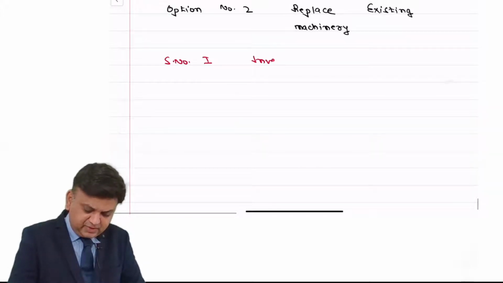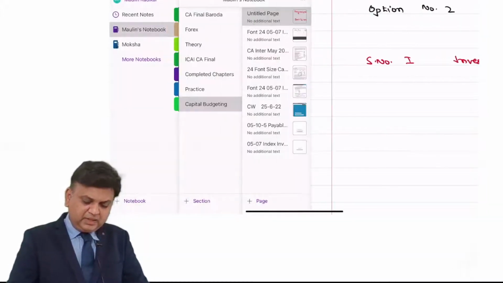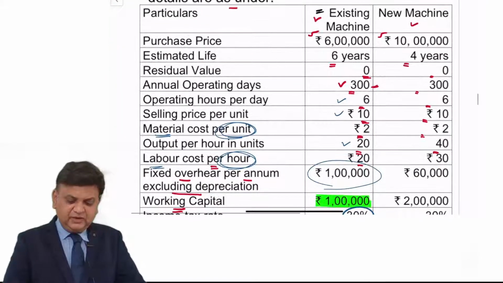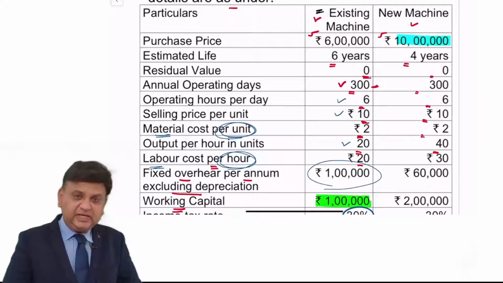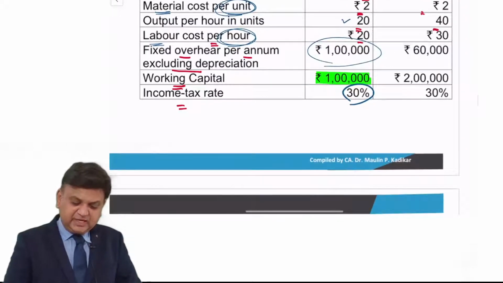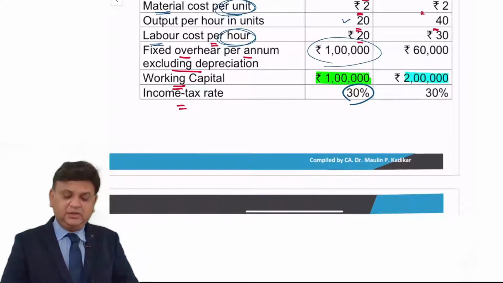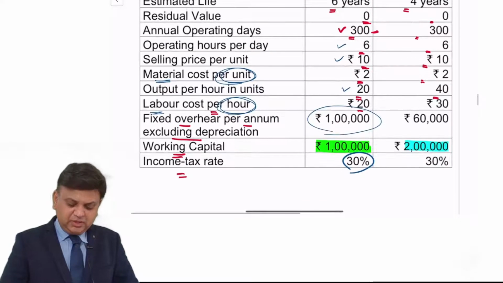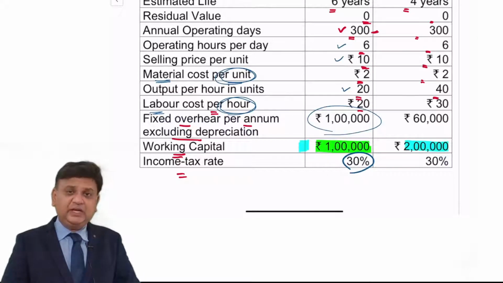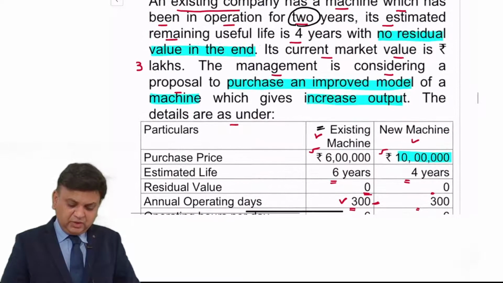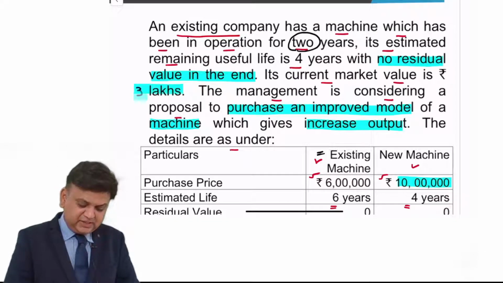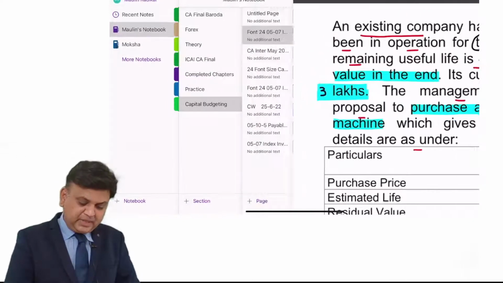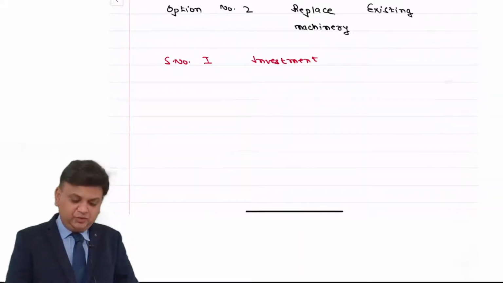Step number 1, investment. Dear students, if we replace existing machinery, then there will be a cash outflow for purchase of new machinery of 10 lakhs. Again there is a cash outflow of 2 lakhs, that is working capital. These two are cash outflows. There will be release of the existing working capital of 1 lakh rupees in year 0 for the existing machinery, and the existing machinery can be sold for rupees 3 lakhs in the market. That is the way we will have the initial cash outflow.